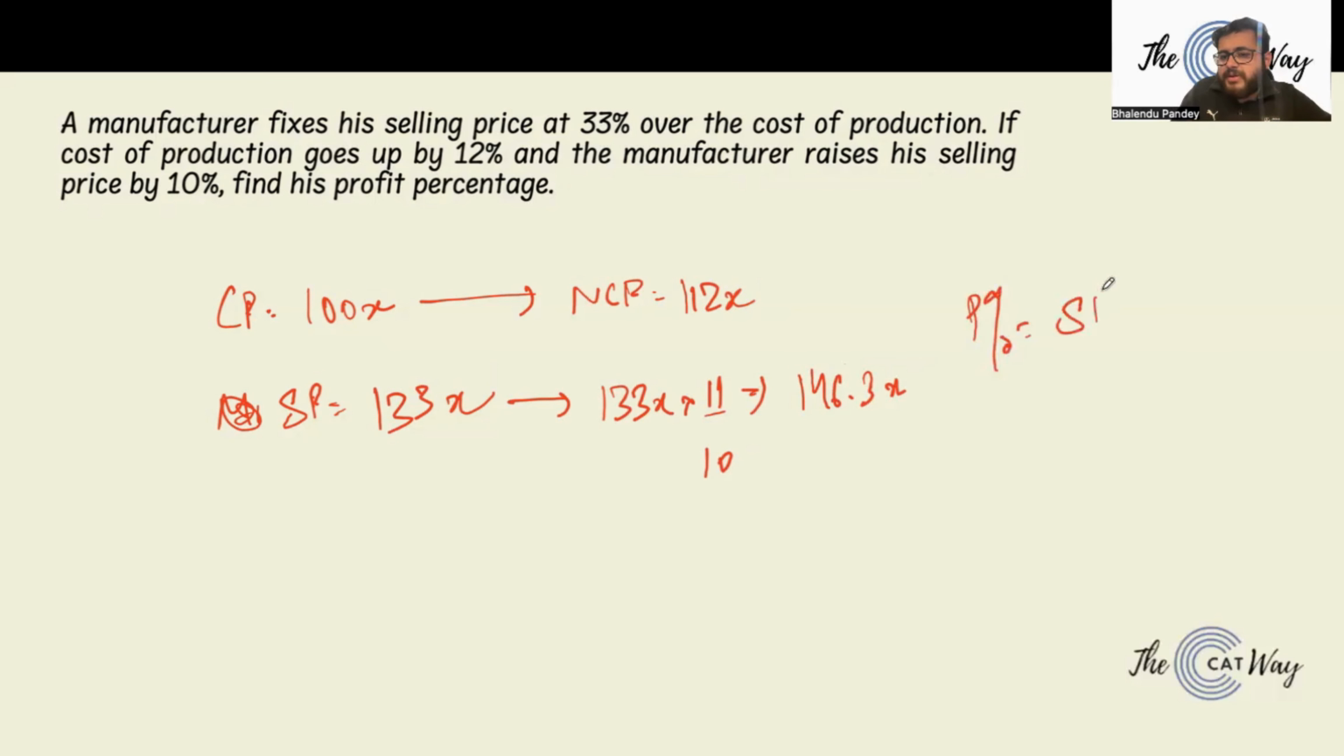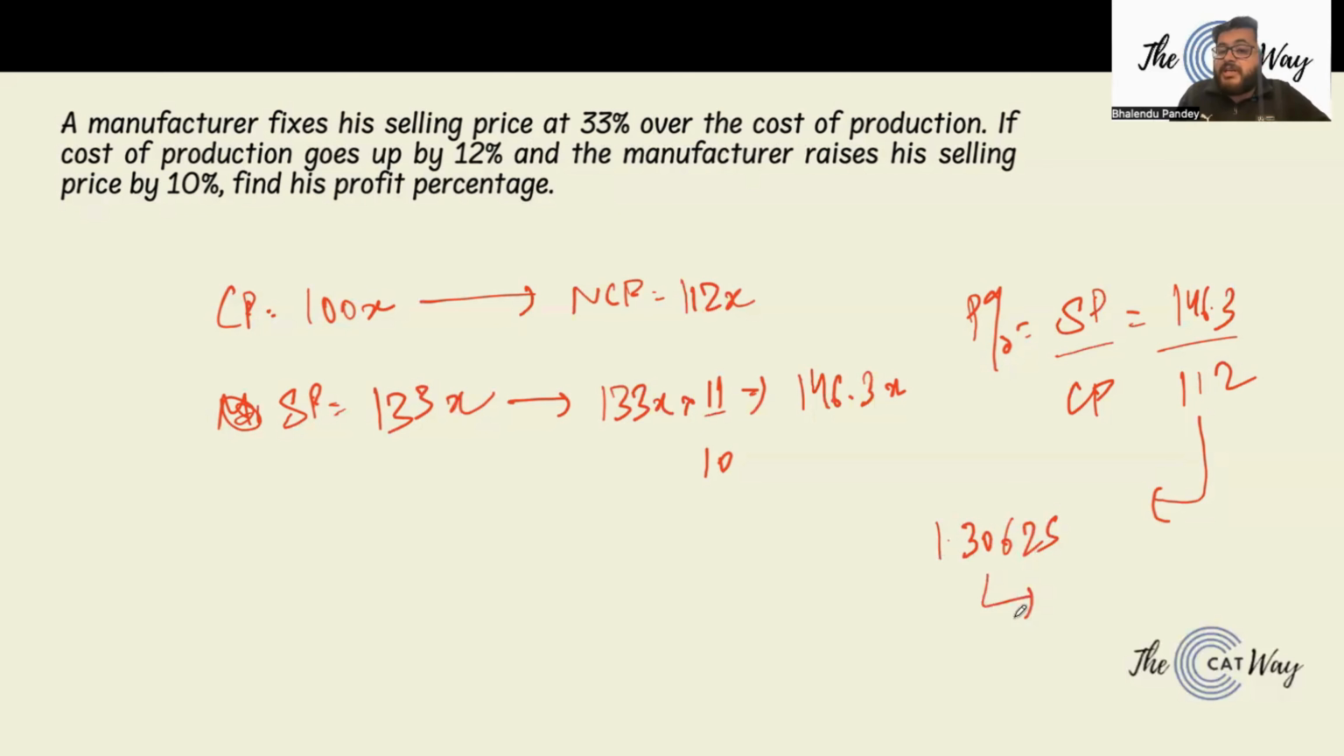Profit percentage is what? Selling price by cost price. What do you get? 146.3 divided by 112. Now these are some values where calculator or the decimal part helps you in a better way. So 146.3 divided by 112 gives you 1.30625. Now 1.30625 is the multiplying factor. In decimal form, how will it give you the percentage value? Minus 1, so it is 0.30625 multiplied by 100 gives you 30.625% profit. Right? And that's your correct answer for this case.